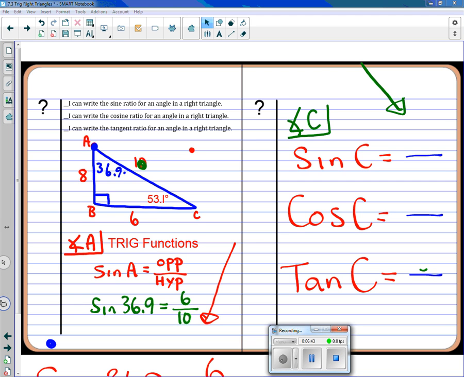Now let's see if you understand exactly what I'm talking about. I want you to go over and pretend like you're standing at C. I want you to go ahead and write the ratios that belong to the view from C, opposite over hypotenuse, and so on. And then come back and check your work with me.